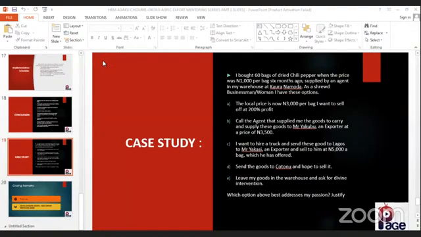Four, I want to send the goods to Cotonou and hope to sell it there. Five, I want to leave my goods in the warehouse and ask for divine intervention. Which option above best addresses my passion? Justify. Thank you.